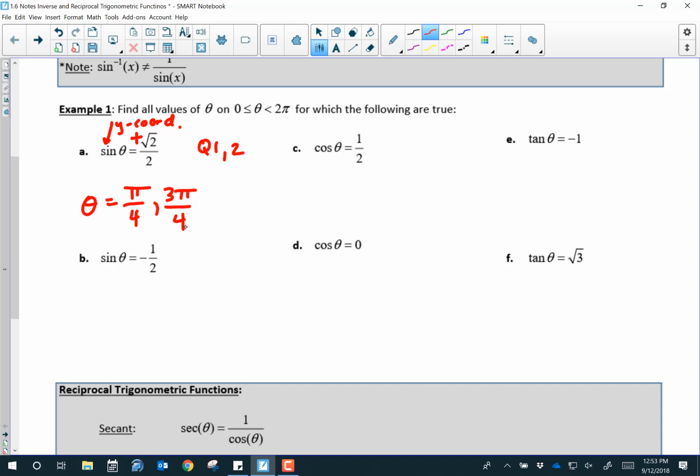All right. So let's go down to B. So Lainey just asked about a negative, so let's look at a negative. So for B, sine theta equals -1/2. So then I think, okay, when is the y coordinate negative? Which quadrants? 3 and 4 is when the y coordinate is negative. So then I think, okay, I do the reference angle first in my mind, and then I figure out which angles have a reference angle of that in quadrants 3 and 4. So I go with the absolute value. I say, okay, when is sine equal to 1/2? The reference angle.